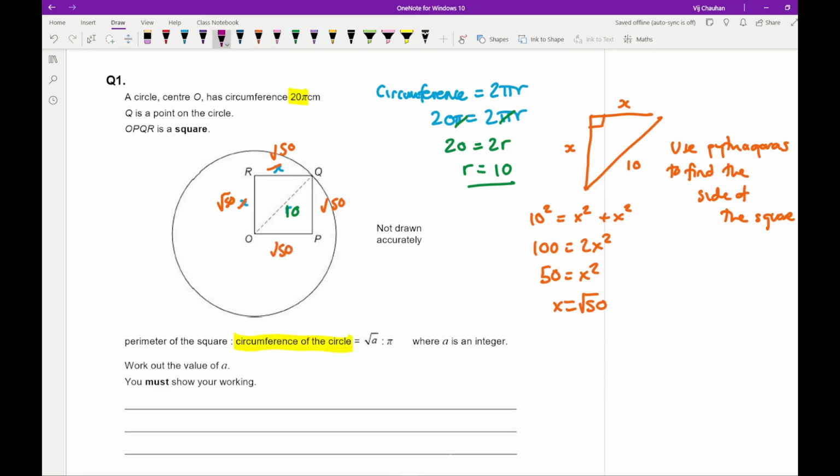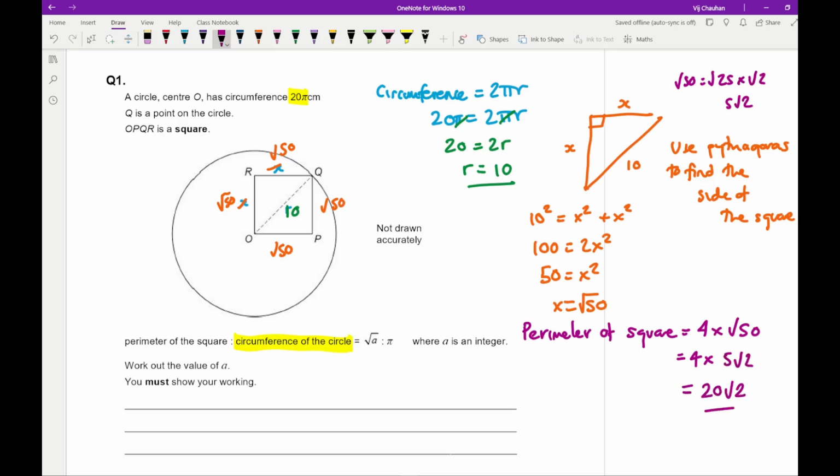So from this I can then work out what the perimeter of the square is, which is going to be 4 lots of root 50. Now, using surds, we know that 50 can be written as 25 times 2, so root 50 equals root 25 times root 2, which is 5 root 2, which then ultimately gives us 20 root 2.